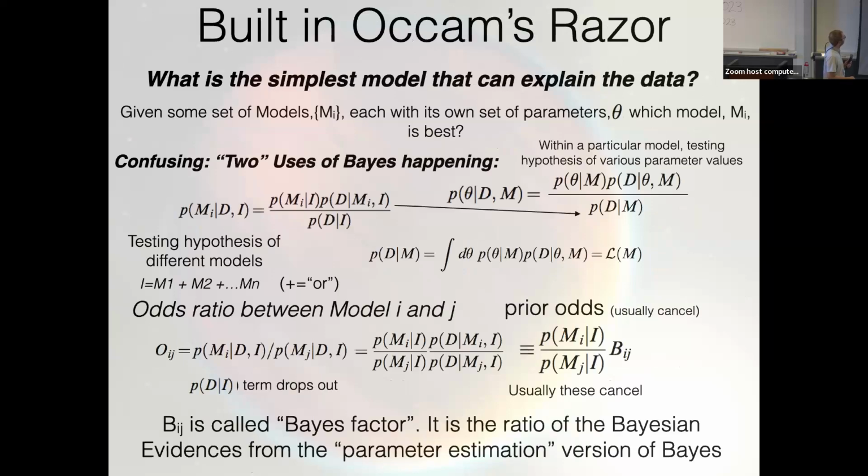I'll skip this, but you can use this marginal likelihood, the integration over your likelihood times your prior space.